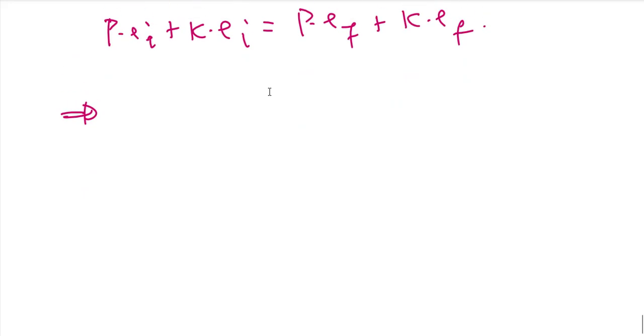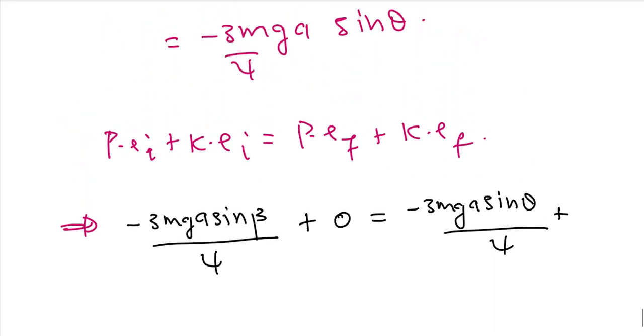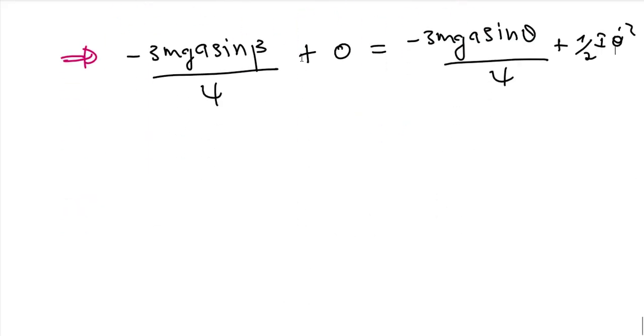So we replace. So this will be negative 3mga sine beta, all of this divided by 4. The initial kinetic energy of our rod was 0, so this will be equal to PE final, which is negative 3mga sine theta divided by 4, plus KE final, which is a half I theta dot square. Now this means we have to prove the equation which was given to us above.